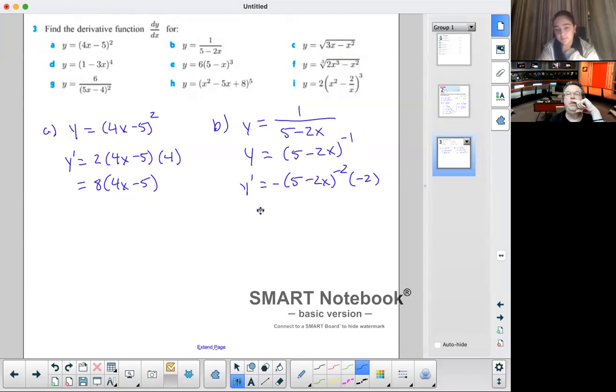Let's clean it up a bit. So that's just 2 times 5 minus 2x to the negative 2, right? Now let's get rid of that negative exponent. 2 over 5 minus 2x to the positive 2. Very good. Perfect.